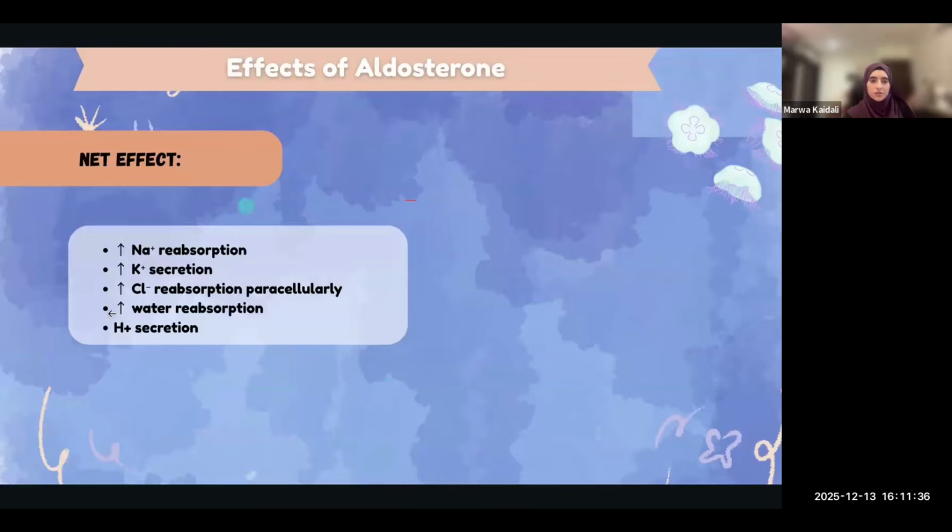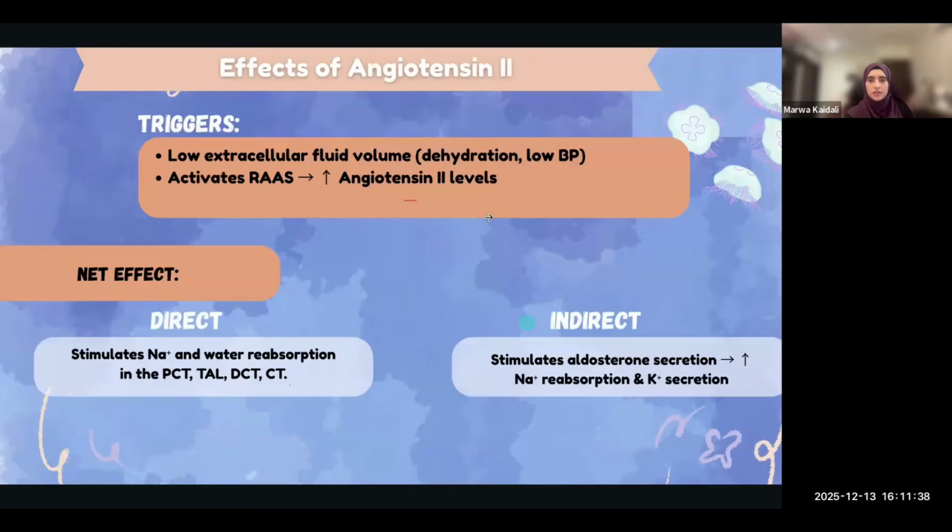So these are the effects of aldosterone. Now we have angiotensin 2. I'm not going to go too much into detail about it because I believe you will be taking it in another lecture called regulation of volume, because you were not introduced to the RAS system yet. But basically what you should know is that angiotensin 2 is going to increase sodium and water reabsorption, and it's also going to stimulate aldosterone, which is going to cause even greater water reabsorption and potassium secretion.